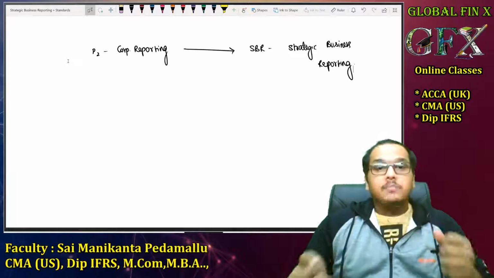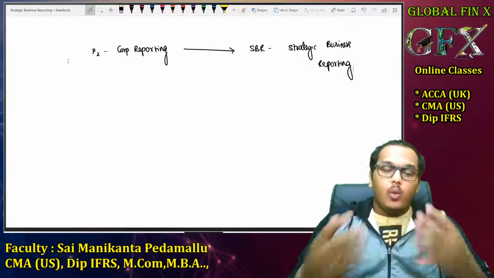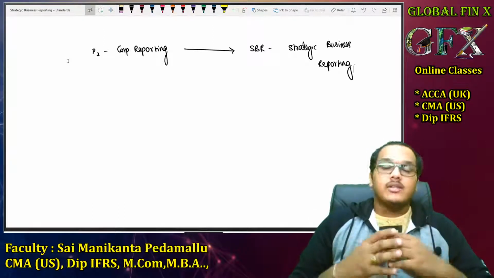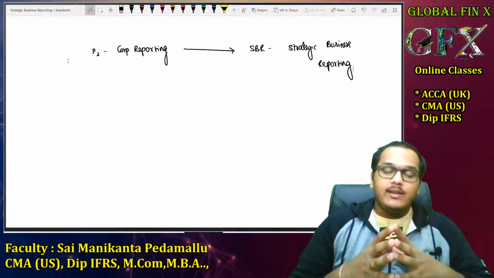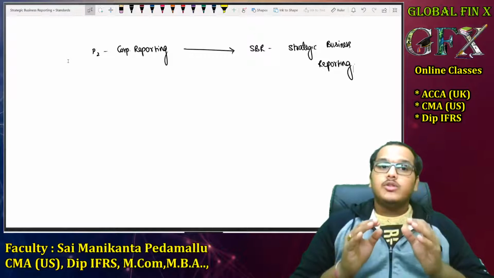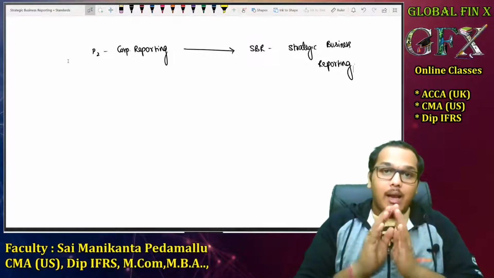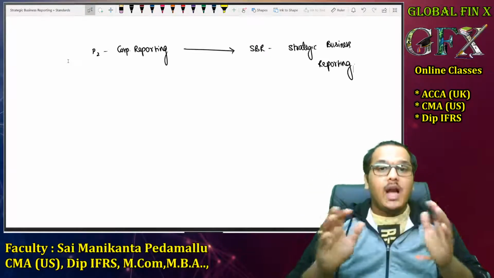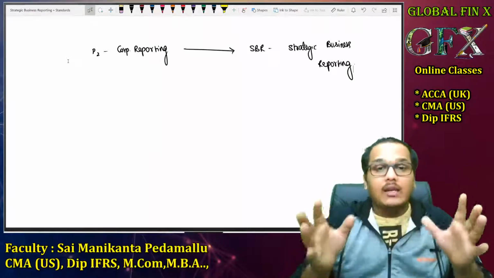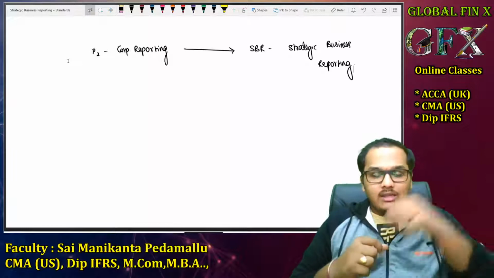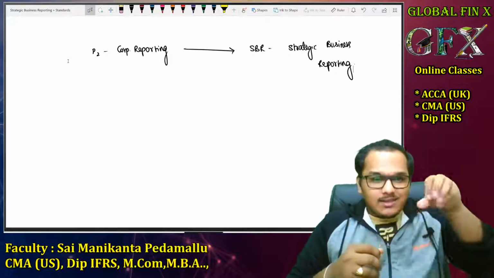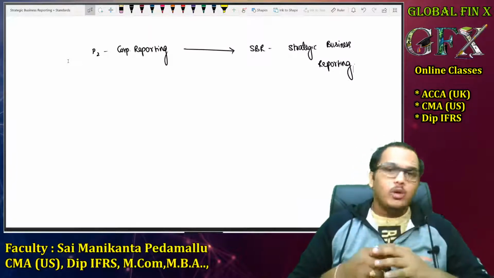So SBR is the last paper where you are concerned with financial statements and financial reporting standards. This is the area where ACCA wants to test your wholesome knowledge. Like, do you have a holistic idea about the entire set of financial reporting standards? We don't want to nitpick, like, is this student particularly expert in this particular standard or not? No, we don't want to know that.